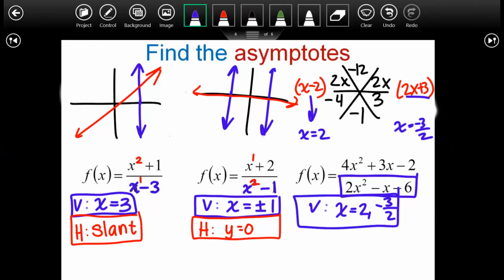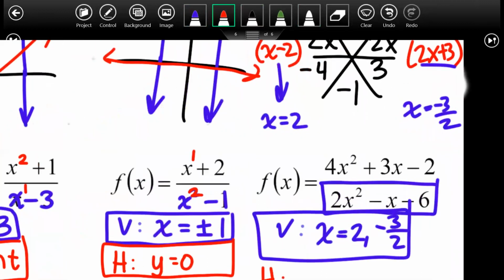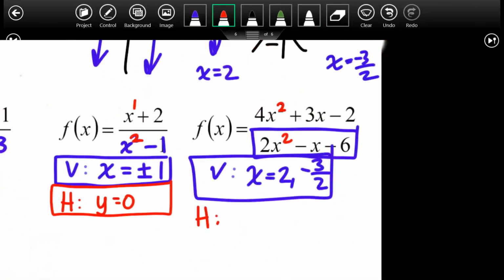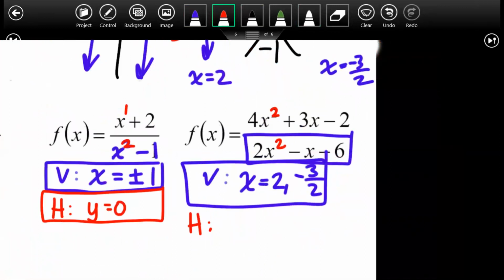Our horizontal asymptotes derive from our polynomial. What type of scenario do I have with this one? They're the same degree, so what do I have to look at? The leading coefficients. What are my leading coefficients for the top one? 4 and 2. So that means y is going to be equal to 2. Done.